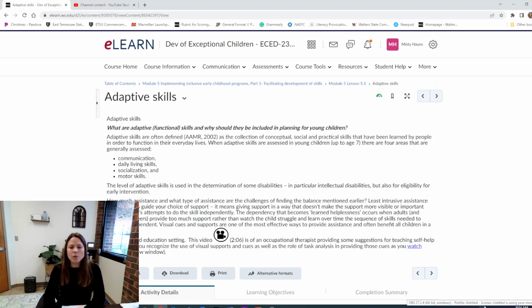Okay, so it goes further into talking about how you can support them to be more independent. One of the ways we can do that is using visual cues and supports. These are considered some of the most effective ways that you can provide assistance. So there's a video here about an occupational therapist who's going to provide you some suggestions on teaching those self-help skills that they need.